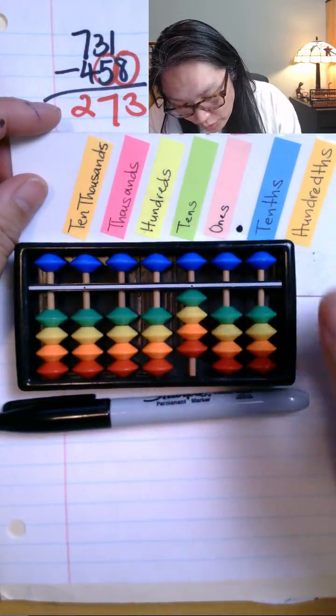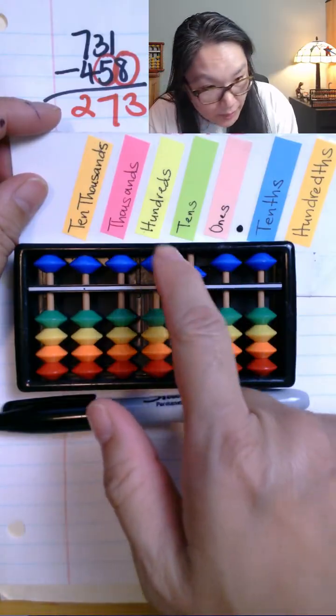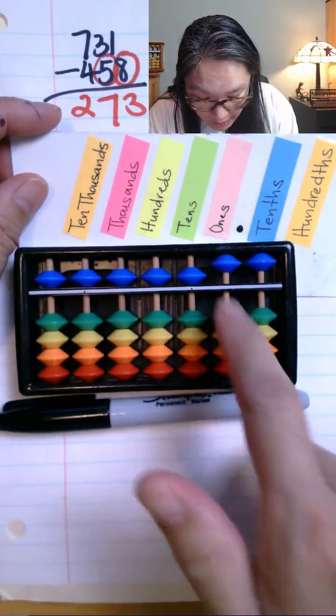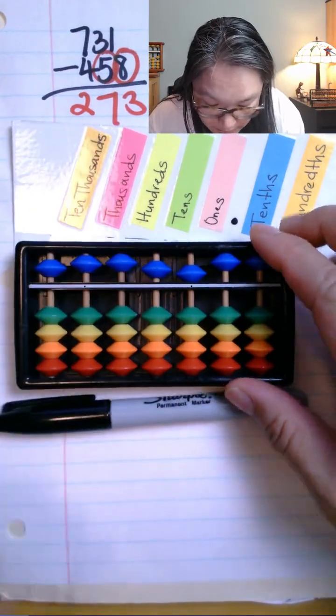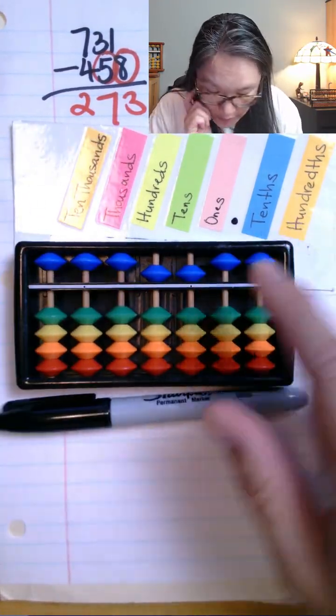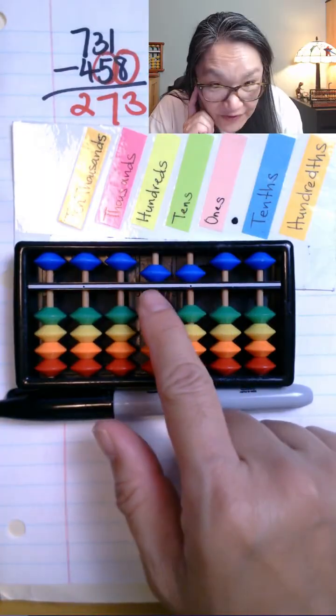When we read it, we do 1, 2, 3, 4, and then 5. So the top bead has a value of 5, no matter what. So this is all counted. This is not 10. This is 55.